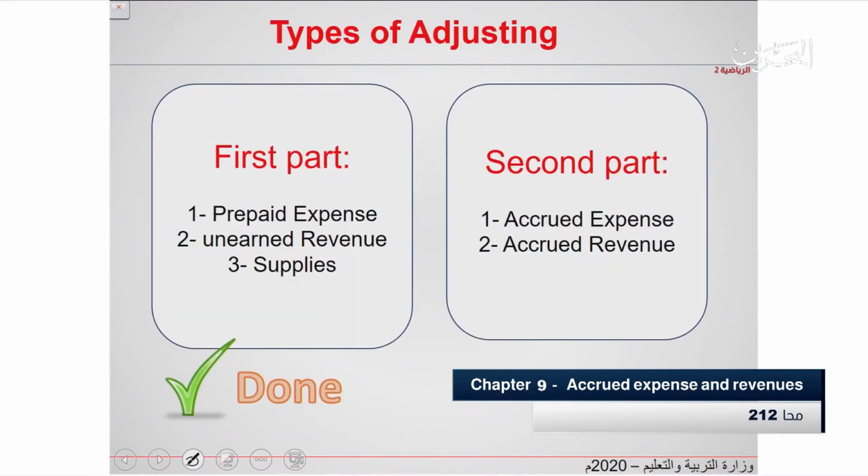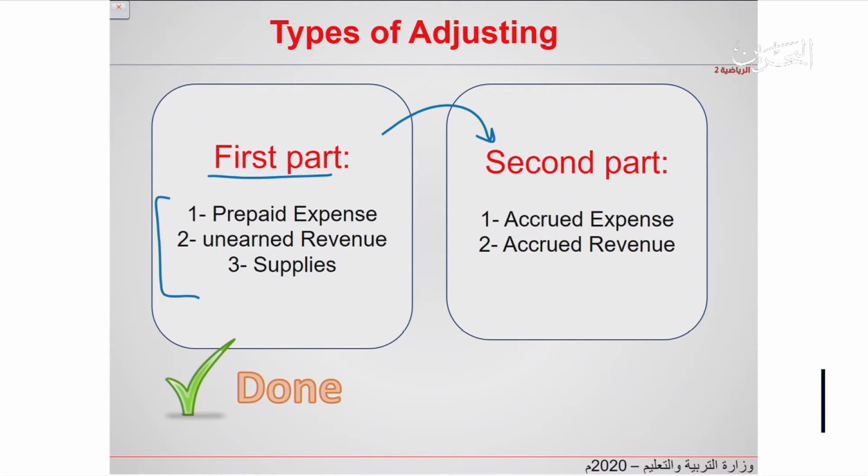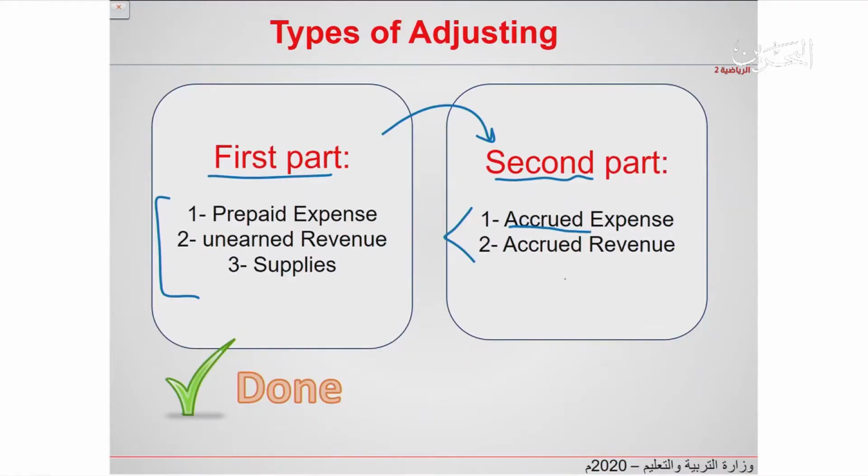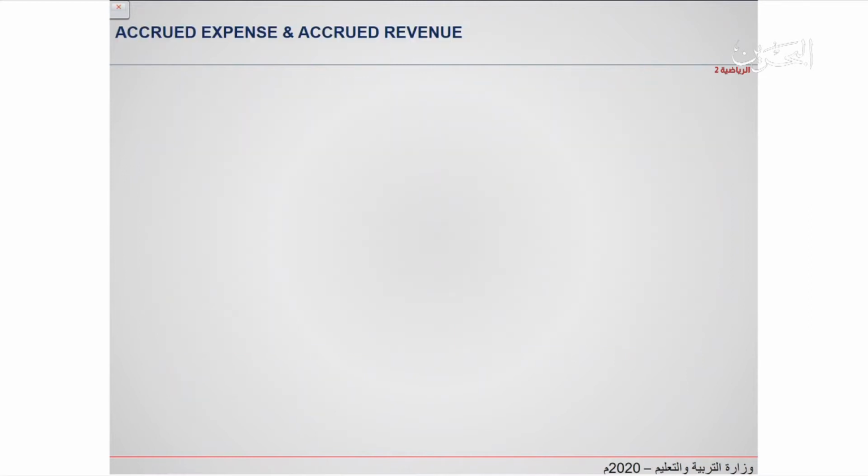Type of adjusting entries, there are two parts. First part, prepaid expense and unearned revenue and the supplies. This part we already took in the previous lesson. This is the first part. Now in this lesson today we talk about the second part. There are two types of adjusting entries: the first of them, accrued expense, and there is accrued revenue. Let's start with the first of them.